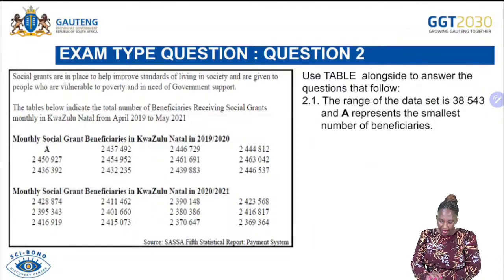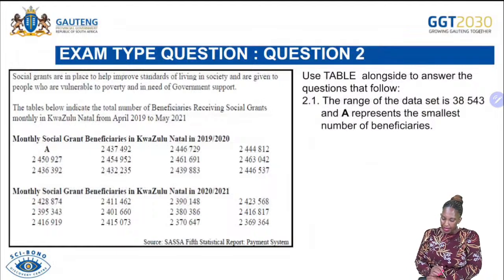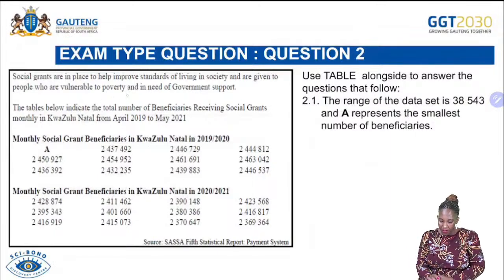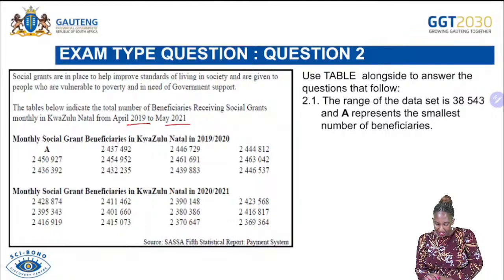It says social grants are in place to help improve standards of living in the society and are given to people who are vulnerable to poverty and in need of government support. The tables below indicate the total number of beneficiaries receiving social grants monthly in KZN, KwaZulu-Natal, from 2019 to 2021. Now here it is monthly social grants in KZN 2019-2020.